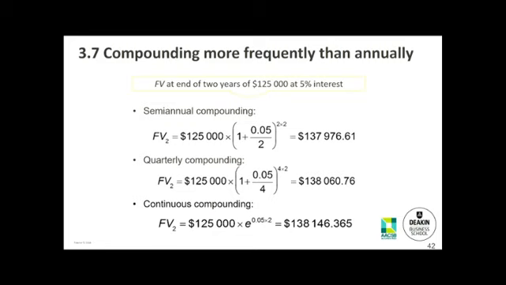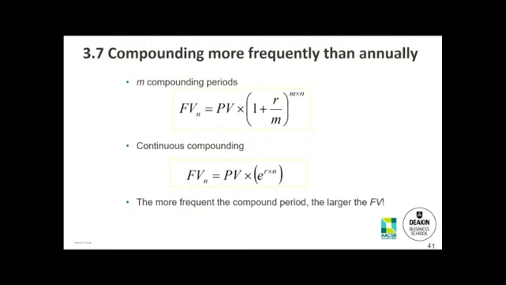Now, some of you may be wondering, hey Robert, you talked about semi-annual compounding, you talked about quarterly compounding. Now we know the logic. We just divide by 2 for semi-annual, divide by 4 for quarterly, divide by 12 for monthly, divide by 360 for daily.